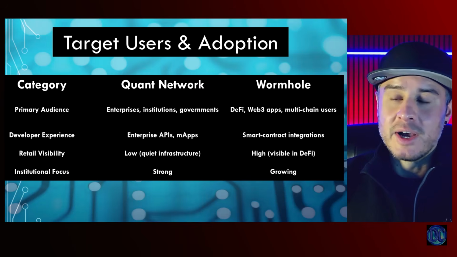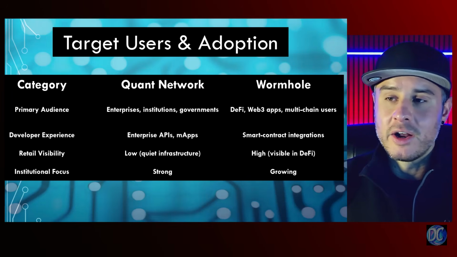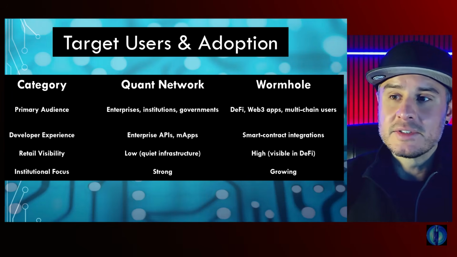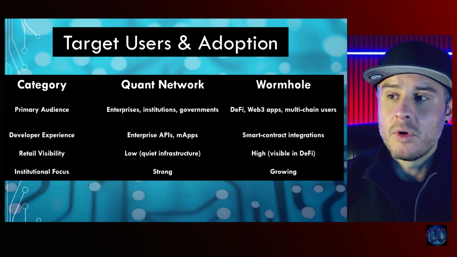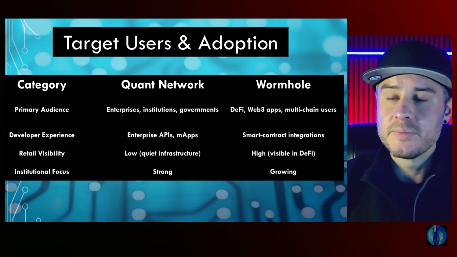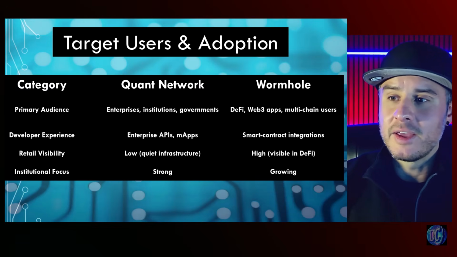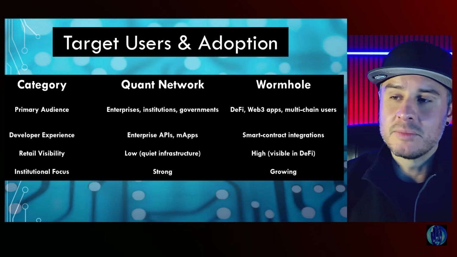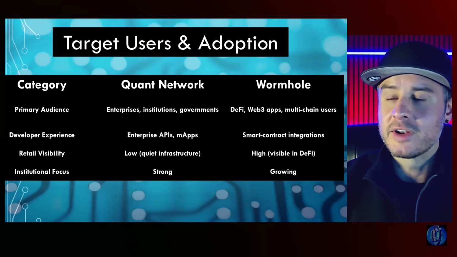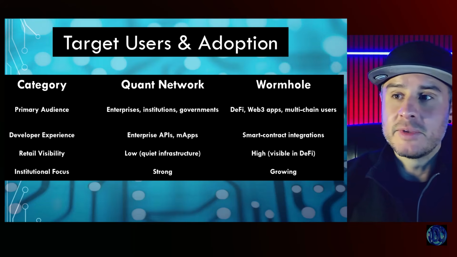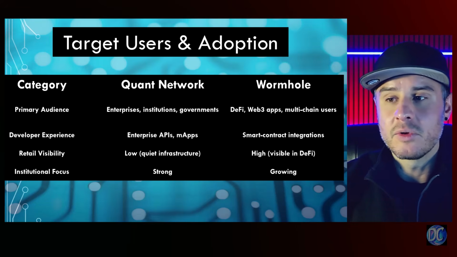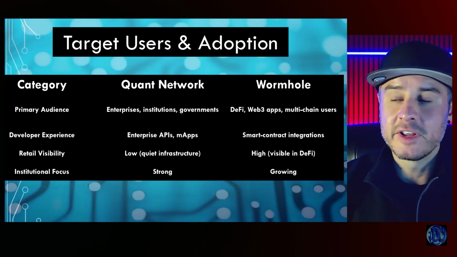For target users and adoption, the primary audience for Quant is enterprises, institutions, and governments. Wormhole focuses on DeFi, Web3 apps, and multi-chain users. Developer experience for Quant is enterprise APIs and maps, which are multi-purpose apps, whereas Wormhole's developer experience is more smart contract integrations. Retail visibility for Quant is very low because it's more for enterprise institutions, whereas Wormhole is very high and is visible for DeFi users.